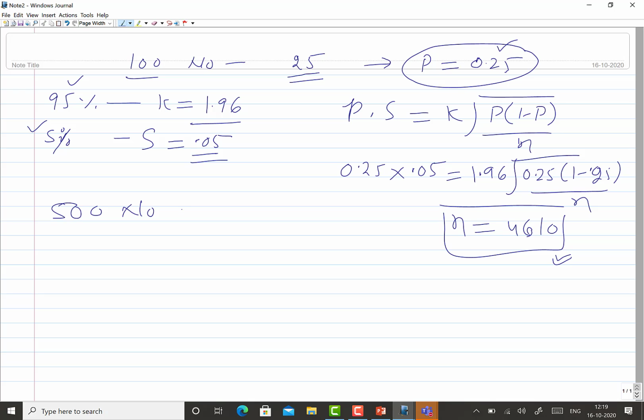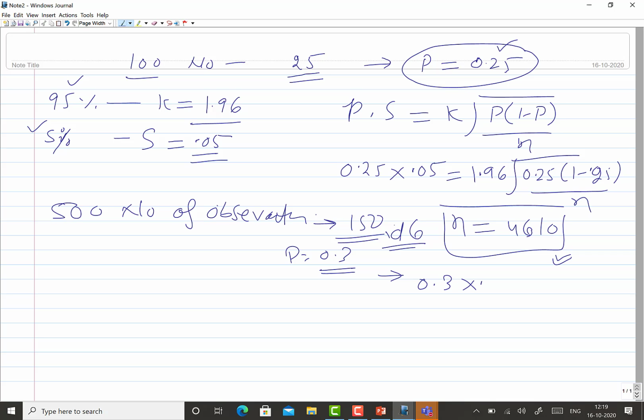So if 500 observations are taken, and out of the 500 observations it is observed that 150 times the worker or machine is idle, this gives us a p value of, say, 0.3. Okay, so using this p value of 0.3, again we will calculate N. So here the p value is 0.3, the desired error or desired accuracy is 0.05, equal to 1.96, the same, then 0.3 into 1 minus 0.3 divided by N.